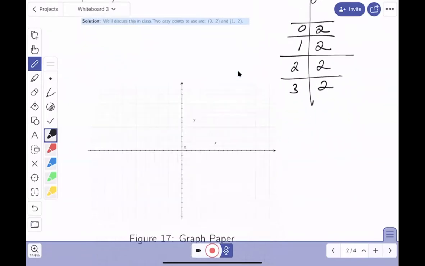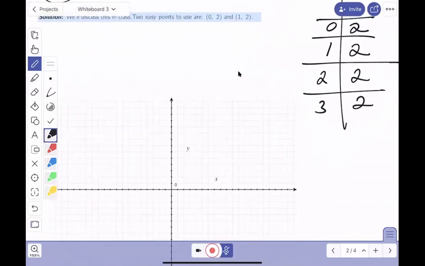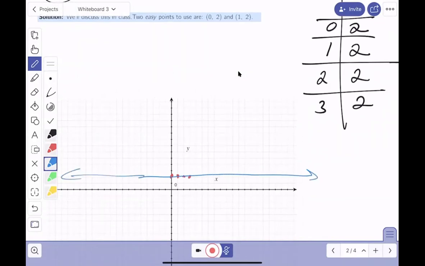And again, it's important you start thinking about what you've been given. So I'm going to do 0, 2. 1, 2. 2, 2. 3, 2. You get the idea. What's this line over here? Yeah, I'm not doing a great job. It's a horizontal line. All right, let's talk about it.